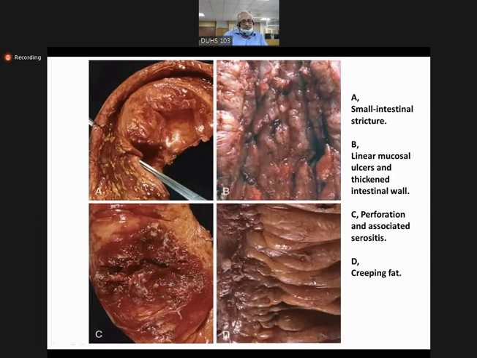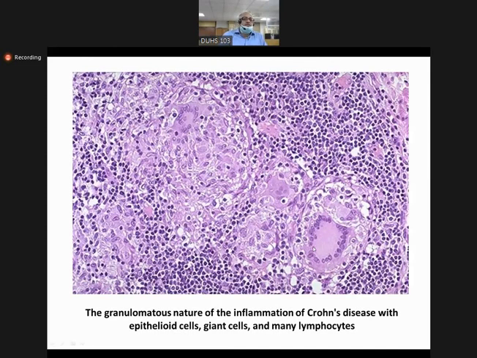And lastly, we discussed the creeping fat. The omental fat basically comes all around the bowel wall because of inflammation. This is called the creeping fat. So these are all the four features and complications of Crohn's disease. Here you can see non-caseating granuloma, giant cells, epithelioid cells, lymphocytes, all the components of granulomatous inflammation in Crohn's disease.